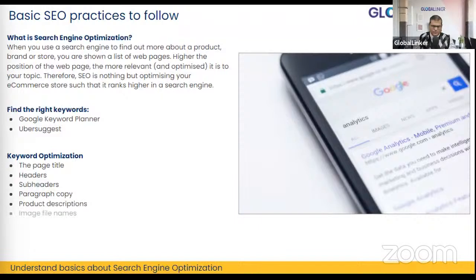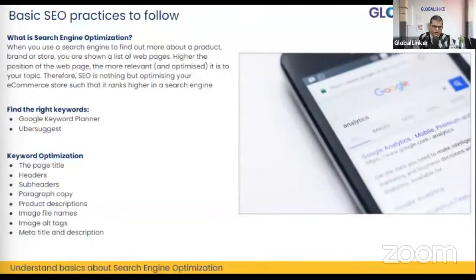So I'll just make all of these visible so that we can quickly discuss. When it comes to keyword optimization, where should the optimization happen? It should happen in the page title, the header, the subheadings of the page copy or the product description, image file name, image alt tag, meta title, keyword, and URL. So that's where the optimization should happen.